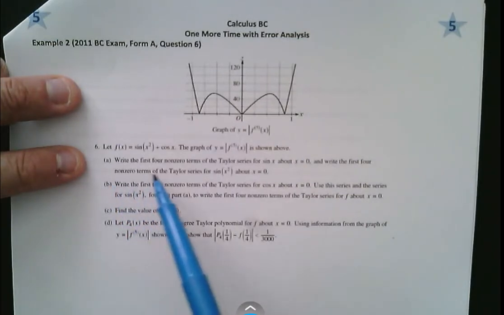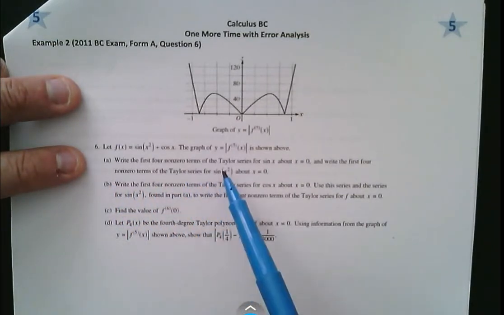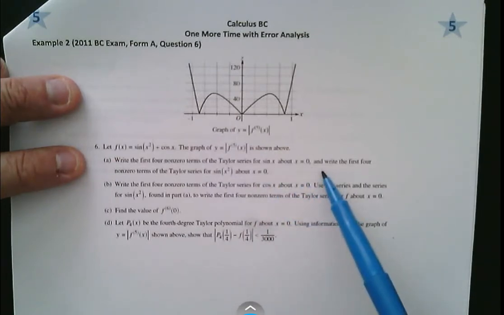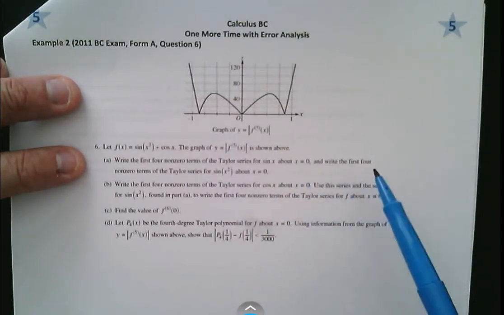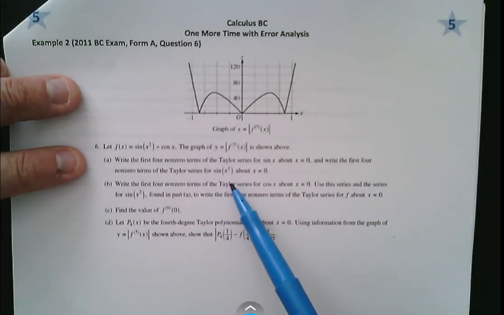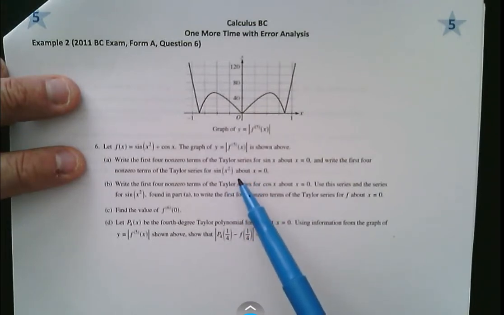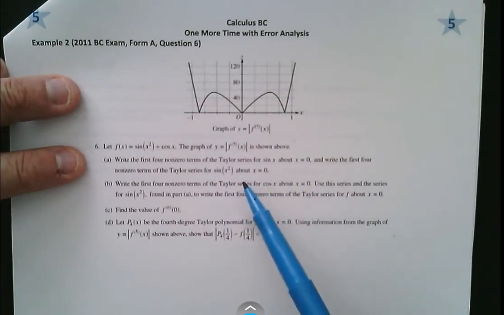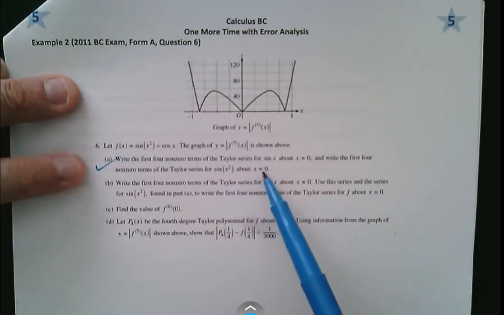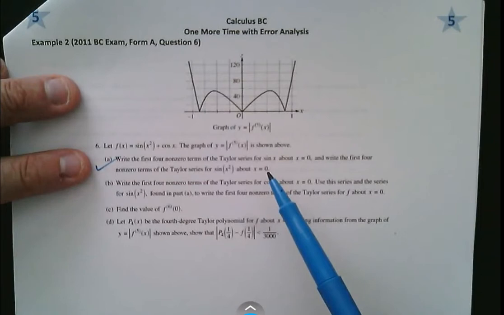In part A, we're asked to write the first 4 non-zero terms of the Taylor series for sine of x about x equals 0, and then write the first 4 non-zero terms for sine of x squared. If you know how to work with power series expansions, you know sine of x is x minus x cubed over 3 factorial plus x to the 5th over 5 factorial, and so on. That's not what we're going to focus on here. That should be something that you're comfortable with.